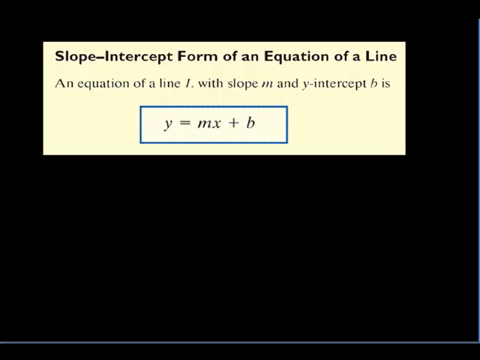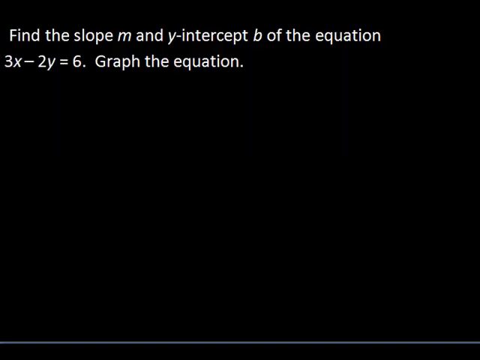This is probably so familiar you're sick and tired of hearing it, but the slope-intercept form of an equation is y equals mx plus b, where m is your slope and b is your y-intercept. Remember, the y-intercept is where it crosses the y-axis. Let's find the slope m and the y-intercept b of the equation 3x minus 2y equals 6. And then we're going to graph the equation, which is going to be pretty simple.